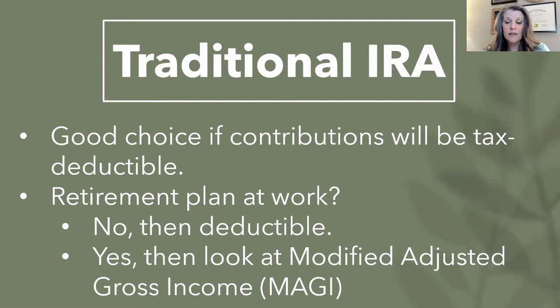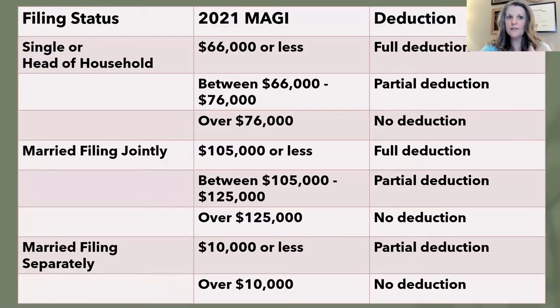But let's look at the chart of, let's say you do have a plan available at work, but you'd rather just do your own thing. Now, this is a lot of information, but you look first at your filing status of, do you file single, married filing jointly, or married filing separate?